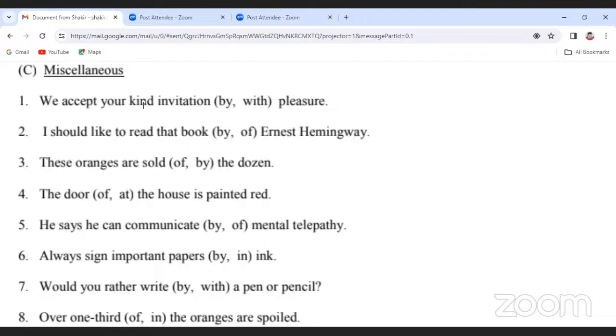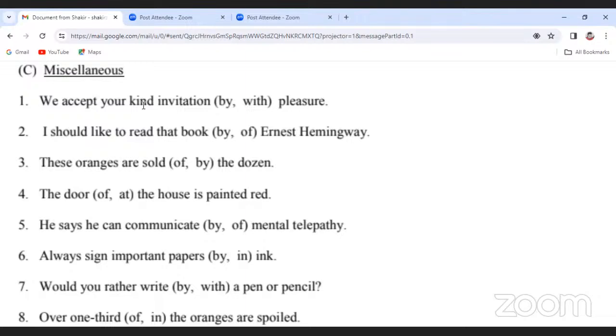Okay, we move to number 5. He says he can communicate dash mental telepathy. By telepathy. Everyone, please give it a try. He says he can communicate by mental telepathy. By is the correct answer. Okay, we move to number 6.